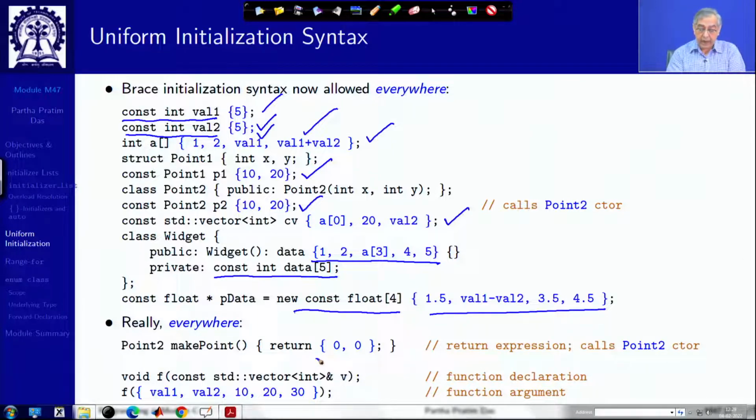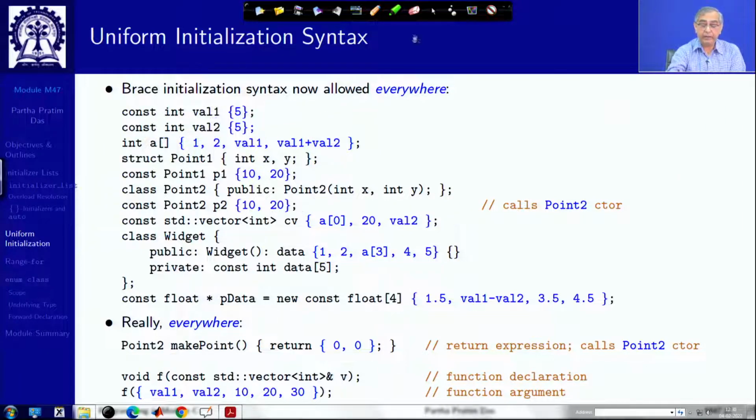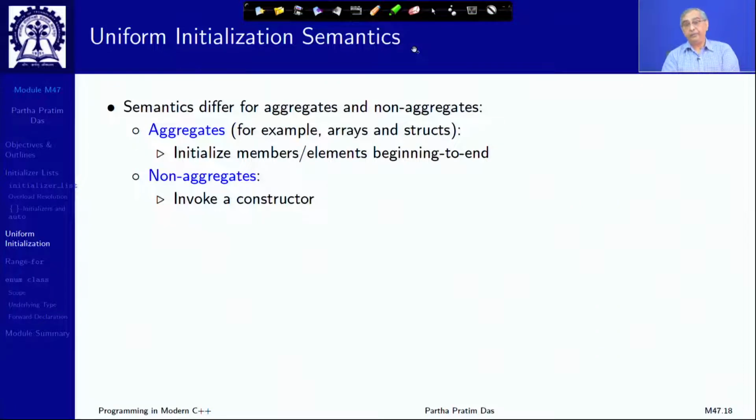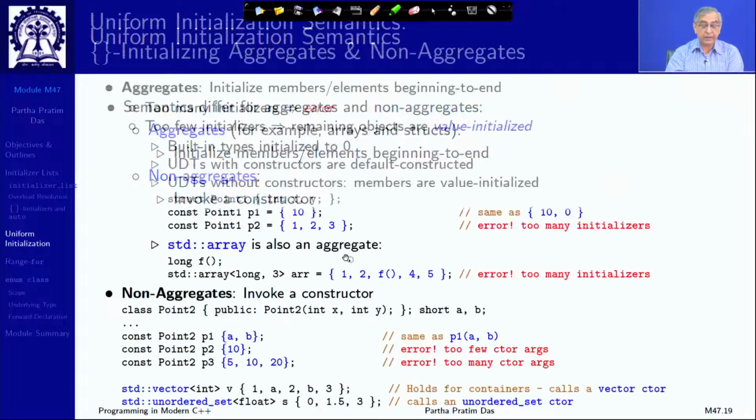For example, I can return a braced initialized value from a function. So, this is in the context of say class Point2, this will call the constructor of the class. I can pass it to a function. So, everywhere braced initialization can be used. So, that makes things really uniform. Now, that was about the syntax. In terms of semantics, what do we have?